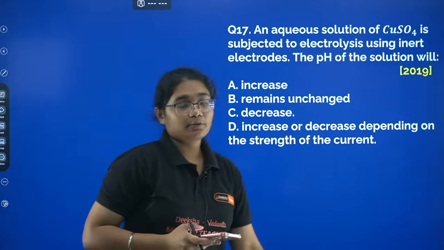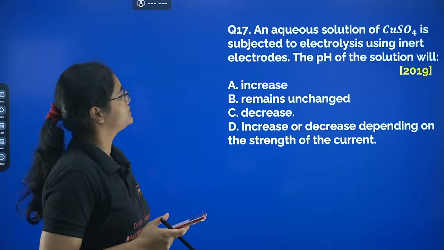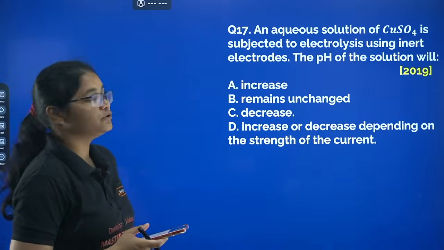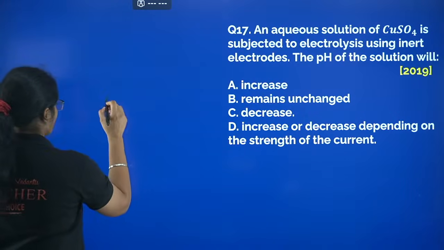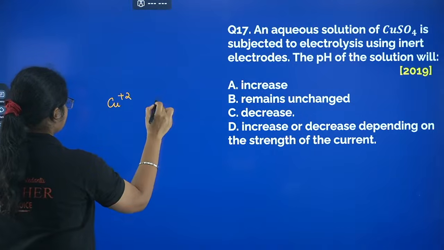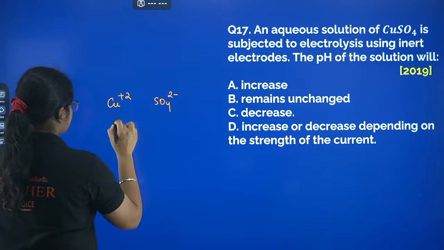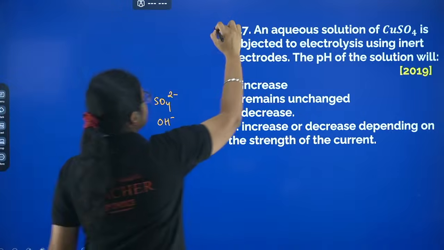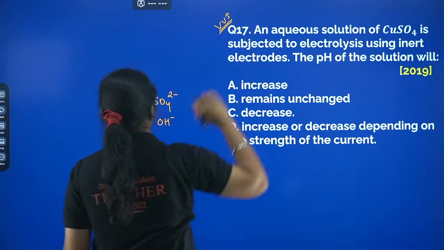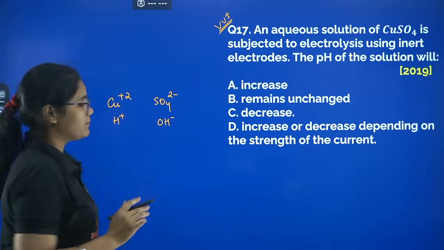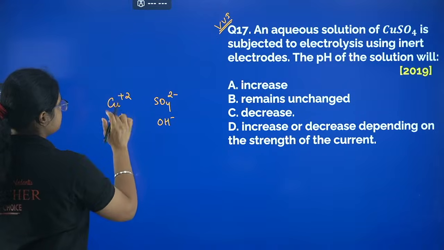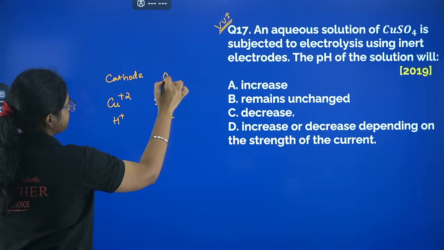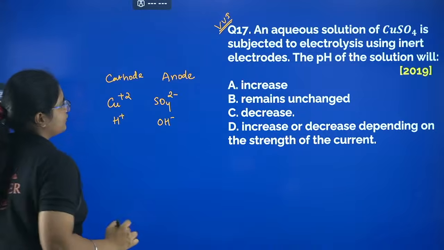Next, 17th question here. An aqueous solution of copper sulfate is subjected to electrolysis using electrodes. The pH of the solution will, see, aqueous solution of copper sulfate, you have Cu2 plus, SO4 2 minus, H plus, OH minus, right? Now see, this is a very, very important question. These are your cations, positively charged, so they will move towards the cathode, and these are negatively charged, so they will move towards the anode, right?